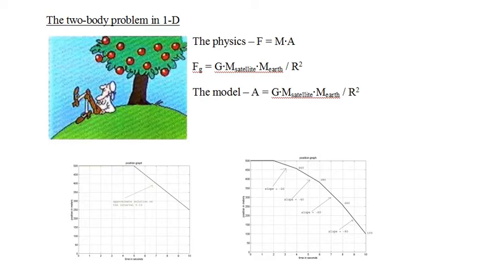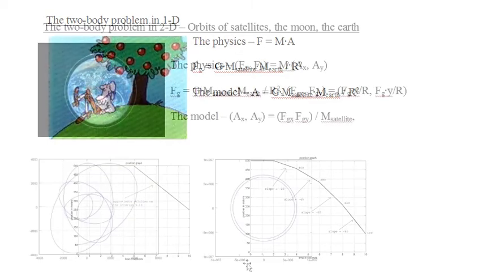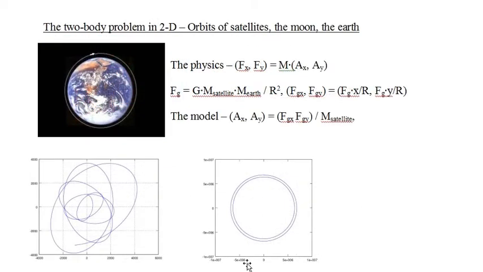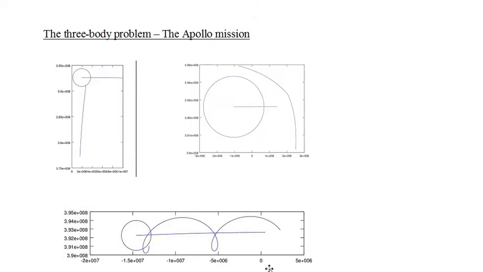We'll start today with Newton's apple, the two-body problem in one dimension. Next is the two-body problem in two dimensions. We calculate orbits for satellites, the moon, and the Earth. The three-body problem, the Earth, a rocket, and the moon. We fly a rocket from the Earth to the moon, and then give it a little push to put it into orbit around the moon.